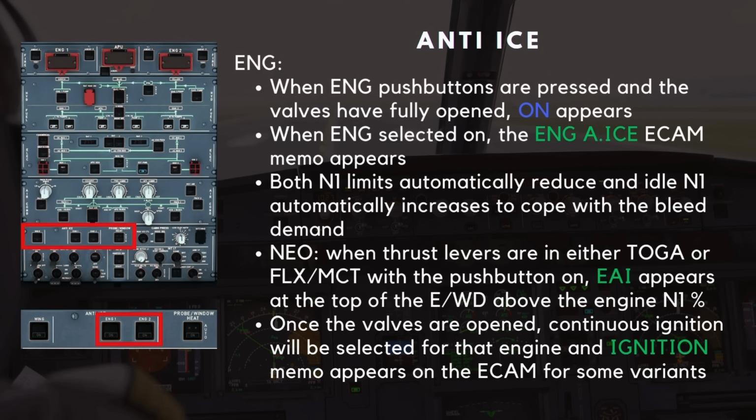On NEO aircraft, when the thrust levers are in either the TOGA or Flex MCT detent with the push button on, EAI appears at the top of the EWD above the engine N1%. Finally, once the valves are opened, continuous ignition will be selected for that engine, and the ignition memo appears on the ECAM for some variants.